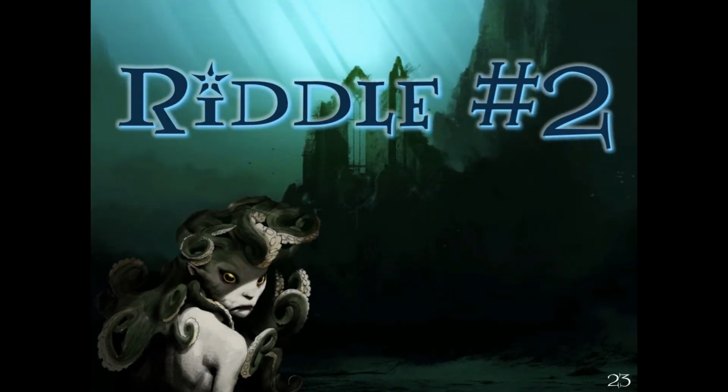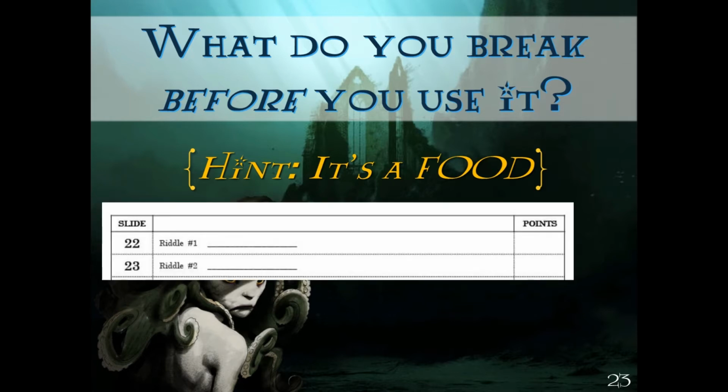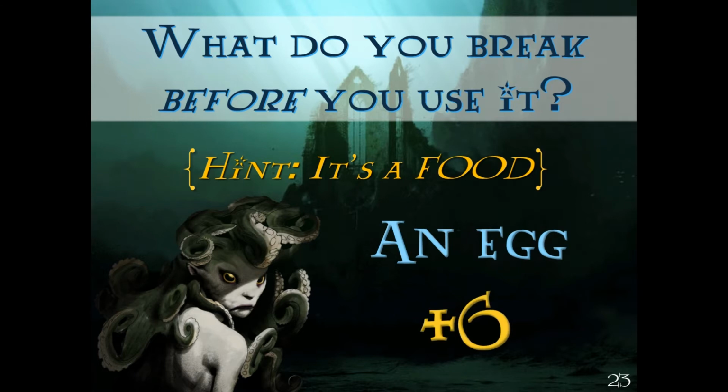Riddle number 2. What do you break before you use it? Hint, it's a food. Here they don't have an option. They can write down a food name. Make sure you have the students put their pens down when you reveal the answer. It's an egg. If they got egg correct, get them to write the points on slide 23 on the handout.